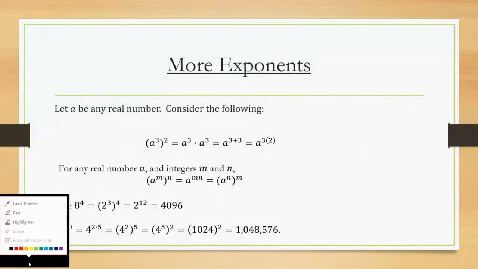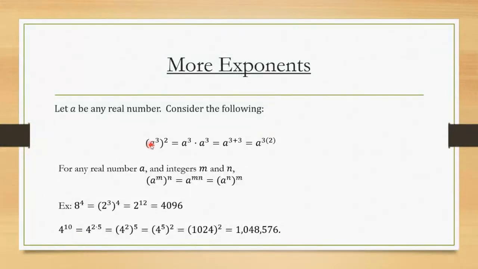Suppose a is a real number, and let's say we did a cubed, and let's say we're squaring that. So we have a cubed, and then we're squaring this. Well, a cubed times a cubed, we're multiplying these things. Well, that's what this is equal to. When you square something, you multiply it by itself. That's how we get from here to here. But remember, we're multiplying like bases, so we add the exponents. That's what we're doing here.